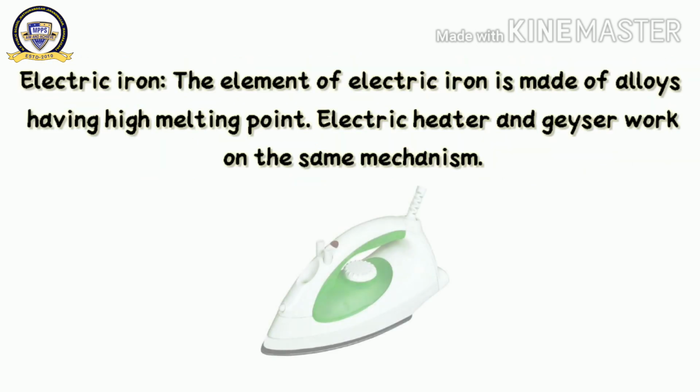The next example is the electric iron. The element of an electric iron is made of alloys having a high melting point. Electric heater and geyser work on the same mechanism because the resistivity or electrical resistance is much higher, and when current passes through this highly resistive circuit, it produces a heating effect, which we are also studying in the electric iron.